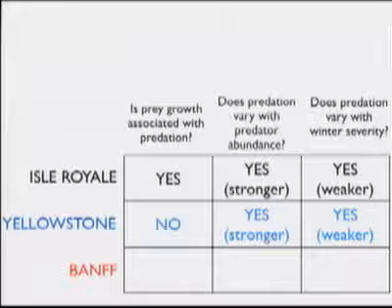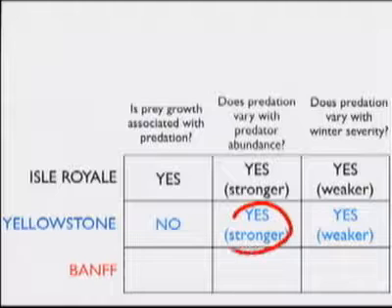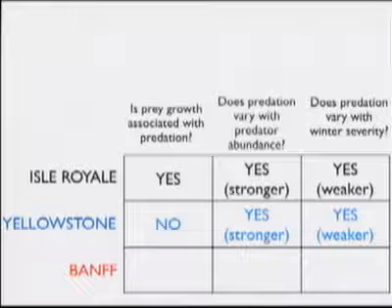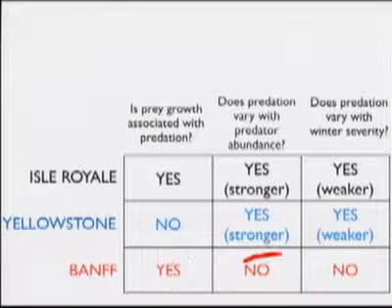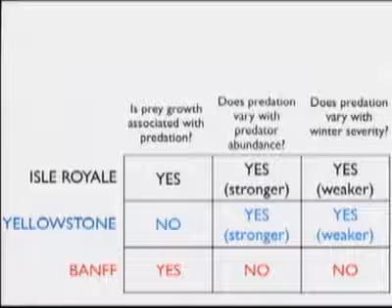For Yellowstone, the answer is basically no, yes, yes. No, prey growth rate is not associated with predation rate. But yes, predation rate does fluctuate quite strongly with predator abundance. And yes, predation is associated with winter severity, but not quite as much as it is associated with predator abundance. And finally, Banff is yes, no, and no. Yes, prey growth rate is associated with predation rate, but we don't have good ideas on what explains the fluctuations in predation rate. And so we have this broad question: how does wolf predation affect prey dynamics? And the answer is, if you look at three different systems, you get three different answers.